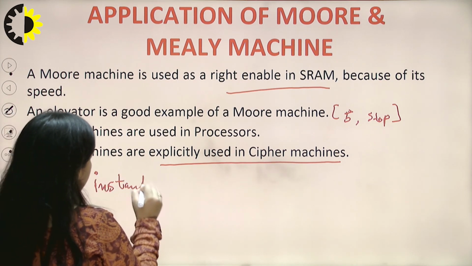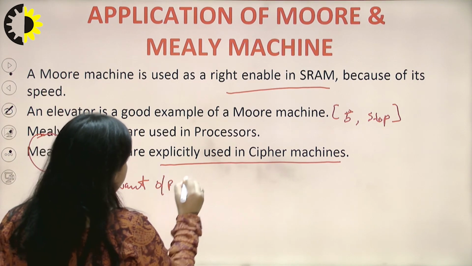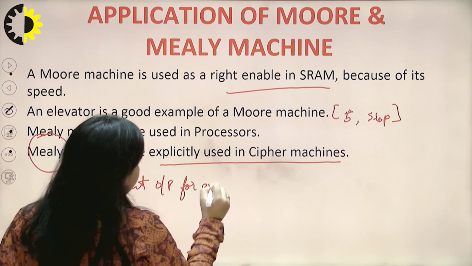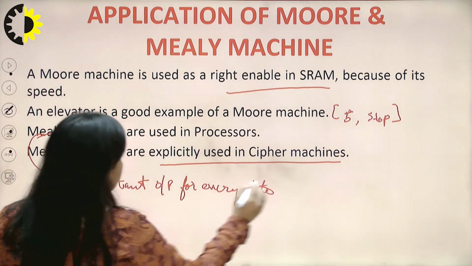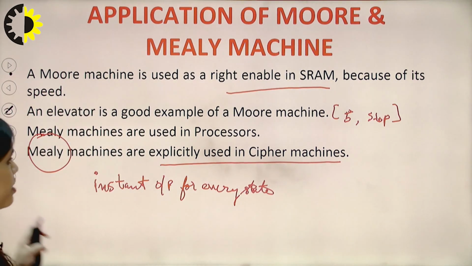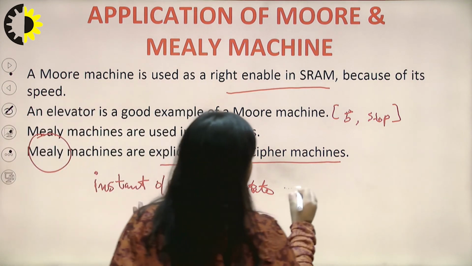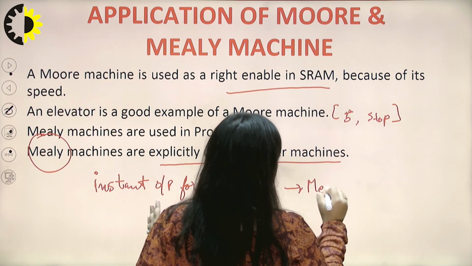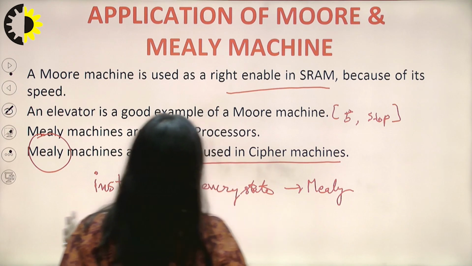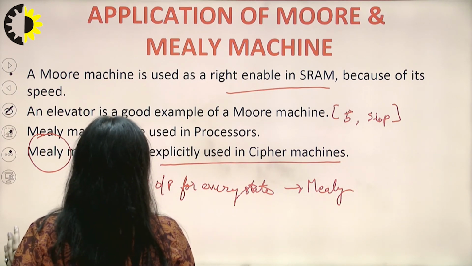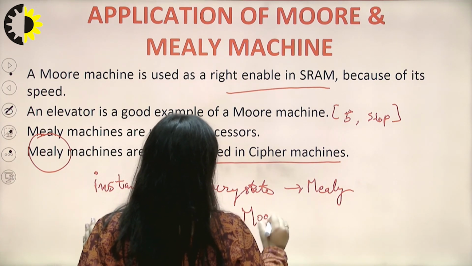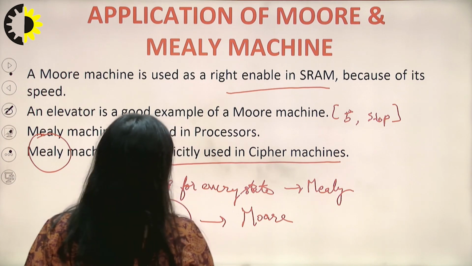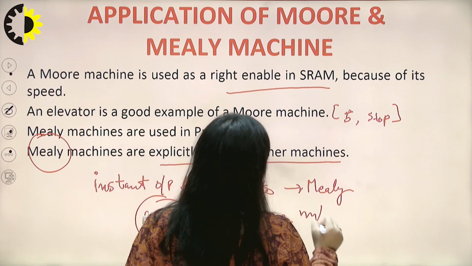So if I need an instant output for every state, we use a Mealy machine. And if we need each and every state to give an output like this, we use a Moore machine, where each and every state has its own output.